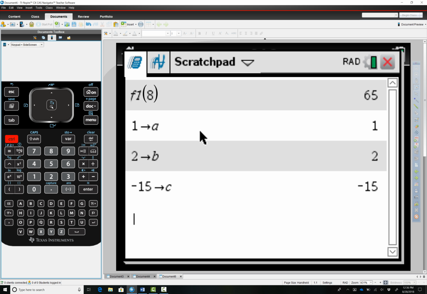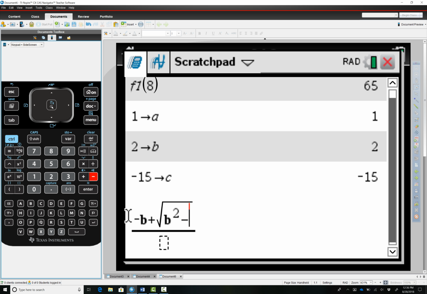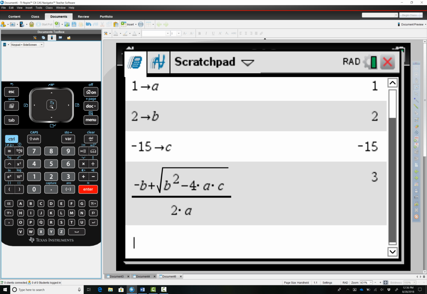So I'm going to go control divide to get a nice fraction, then negative b plus the square root of b squared minus 4 times a. And in this calculator, if I'm going to put two letters together, I need to put times in between them so it knows I mean a times c. And then in the denominator of the formula, I'm going to say 2 times a. And we get 3, which is one of the solutions we already knew we had.